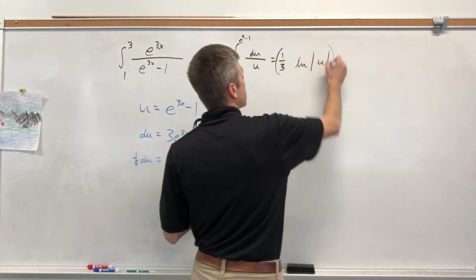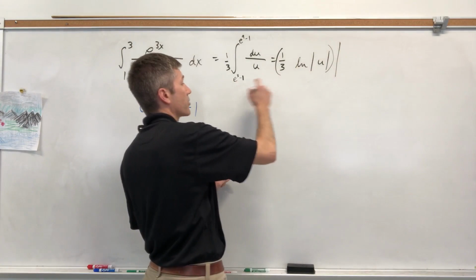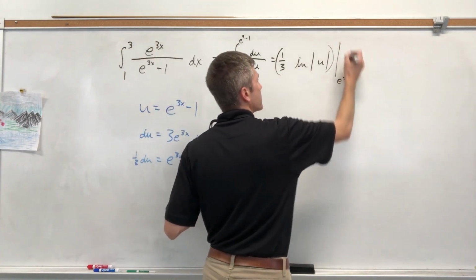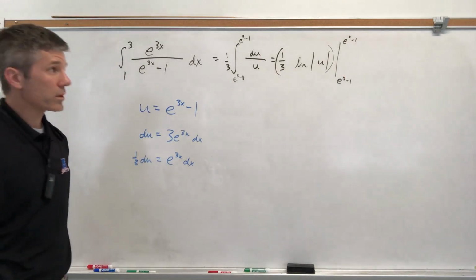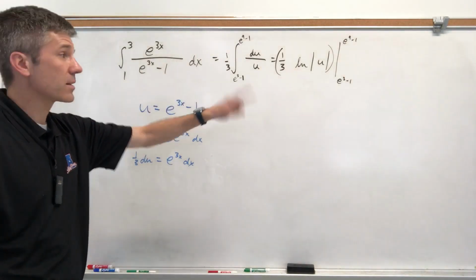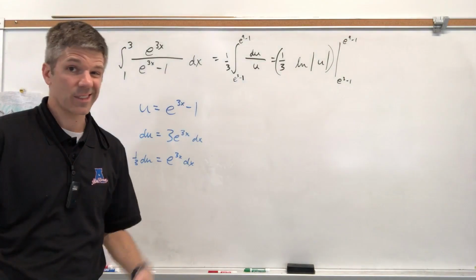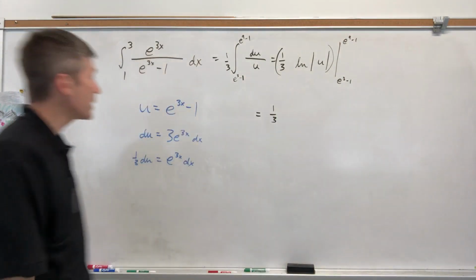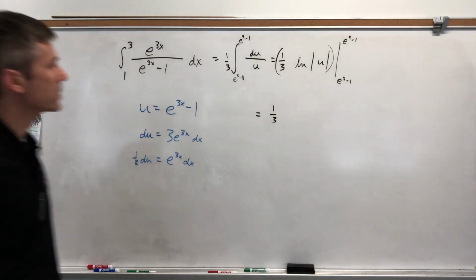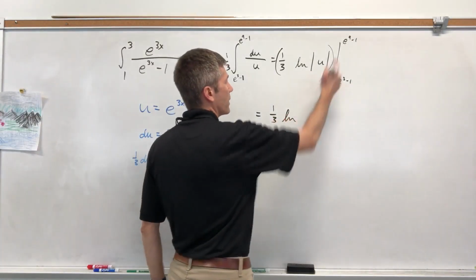And it goes from these two ridiculous things, e to the 3rd minus 1 to e to the 9th minus 1, which of course would be bigger because of e to the 9th. And we're going to plug e to the 9th minus 1 in, e to the 3rd minus 1 in. We're going to subtract, and it's going to be really gross looking. So we're going to have 1/3. And let's see, 1/3 natural log of e to the 9th minus 1.